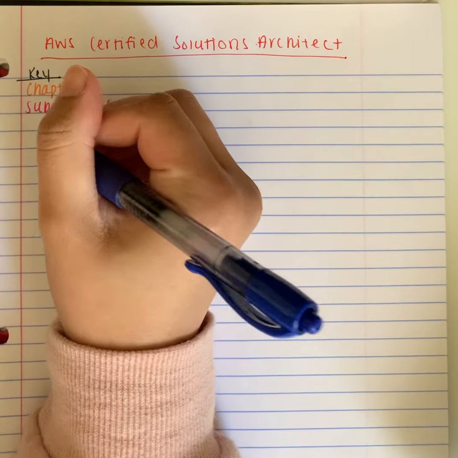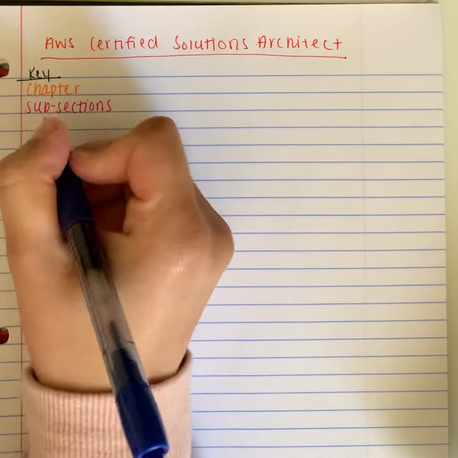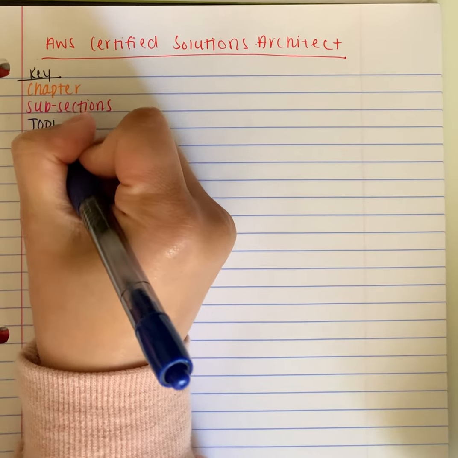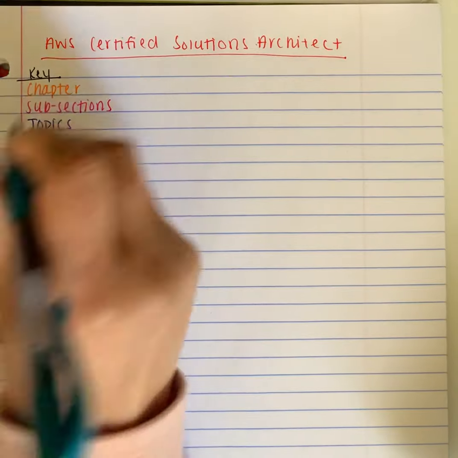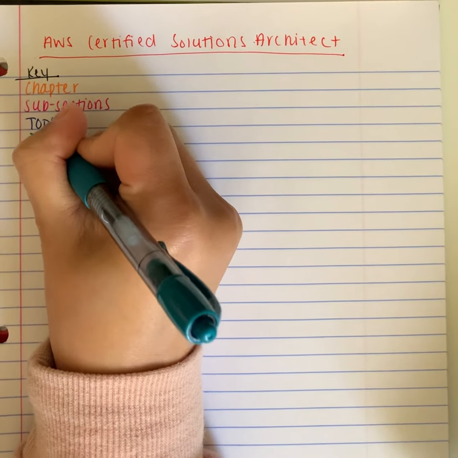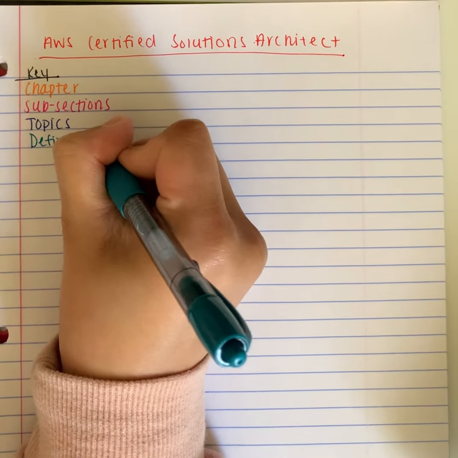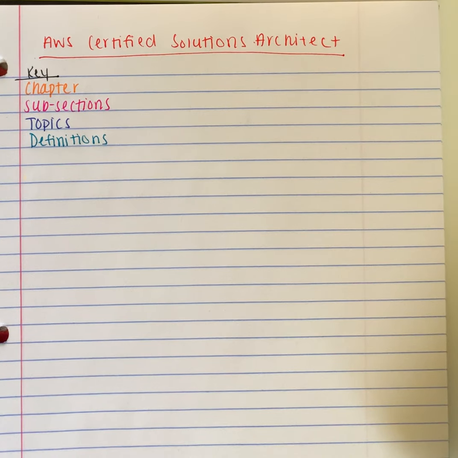Then within the subsections, there are main topics or concepts. So in blue, I write down topics. And then lastly, there are definitions, which is in green. So now to give an example of how this would look.